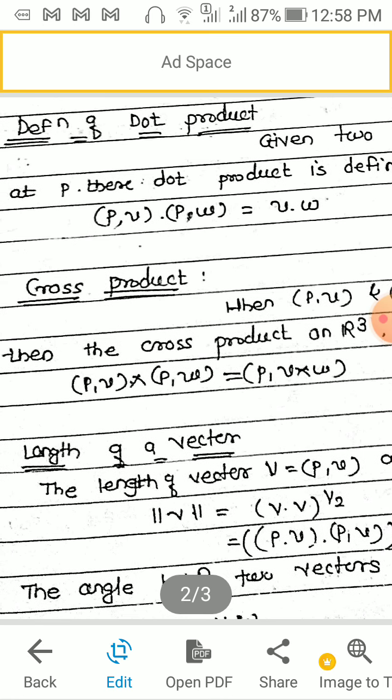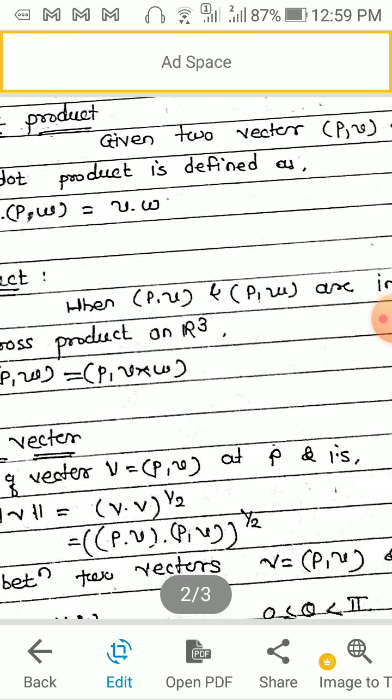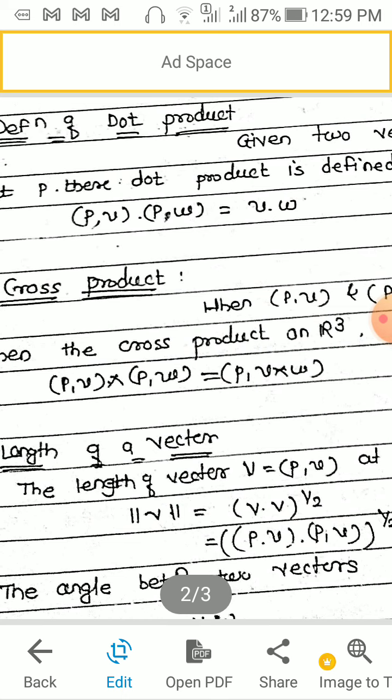Similarly, cross product. You know, the cross product of two vectors is again a vector. So if at the point P there are two vectors defined, one is V and another is W, then their cross product, let us consider R^3 only, we can define as (P,V) cross (P,W) equal to (P, V cross W). This is a vector, so it is also defined at the point P. Take the cross product of V and W.